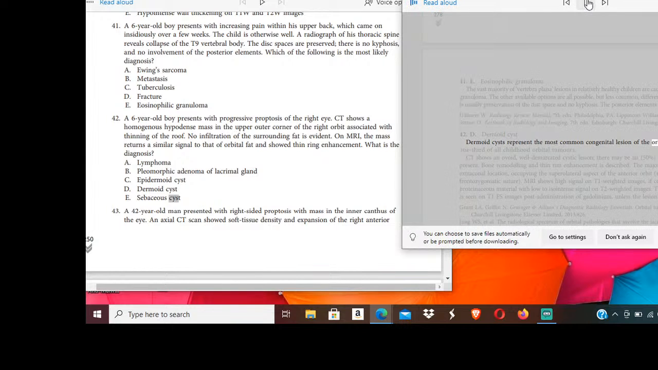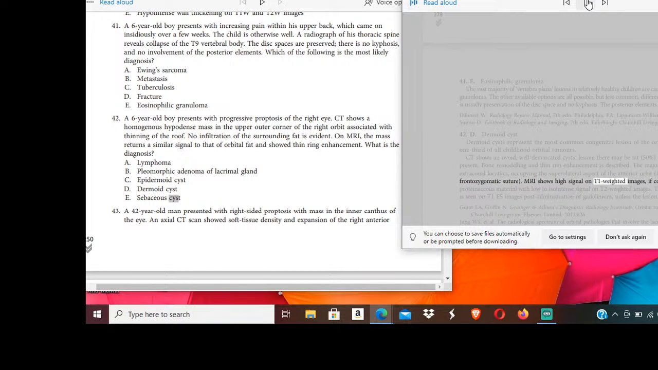Most common congenital lesion of the orbit and account for 1/3 of all childhood orbital tumors. CT shows an ovoid, well-demarcated cystic lesion. There may be fat 50% or calcification 15% present. Bone remodeling and thin rim enhancement is described. The majority occur in the extraconal location, occupying the superolateral aspect of the anterior orbit, related to the frontozygomatic suture.